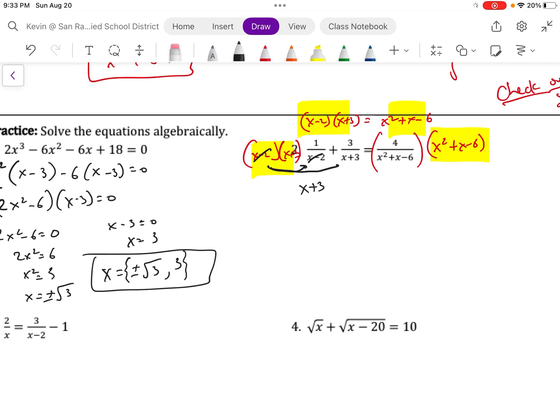And then I come over here and multiply this. In this case, the x plus 3's cancel out, leaving me with 3 times x minus 2. Equals, this cancels that out, that's 4. x plus 3 plus 3x minus 6 equals 4. 4x minus 3 equals 4, so 4x equals 7. x equals 7/4.